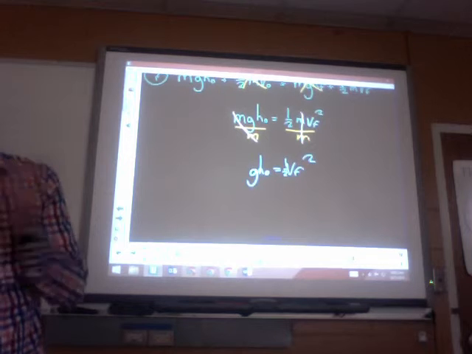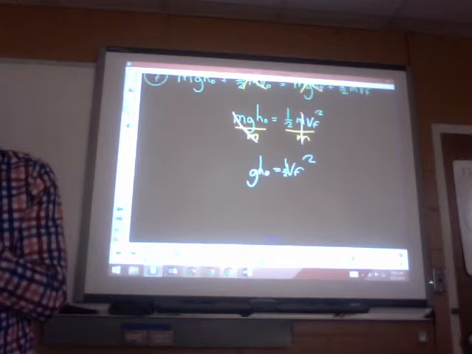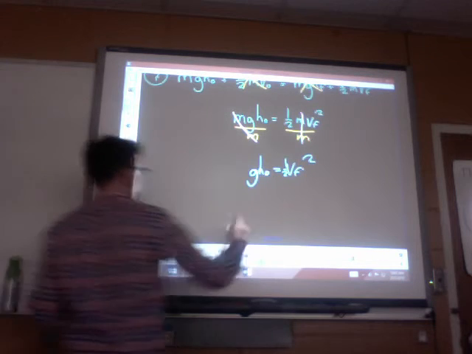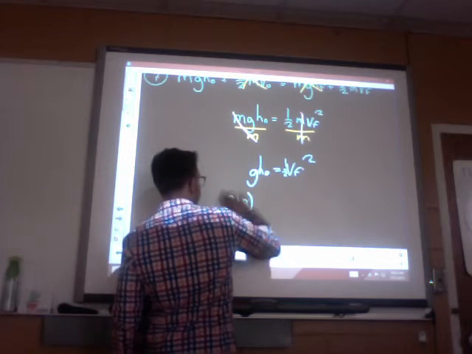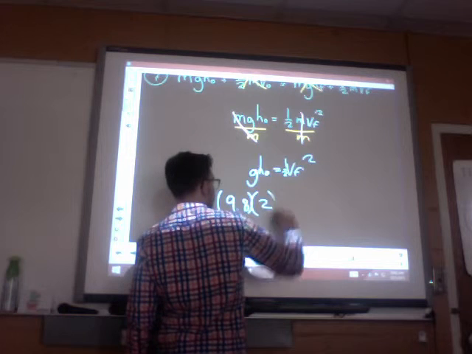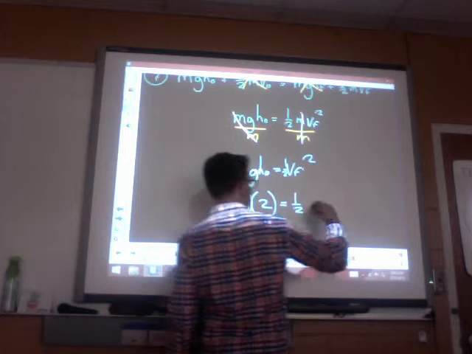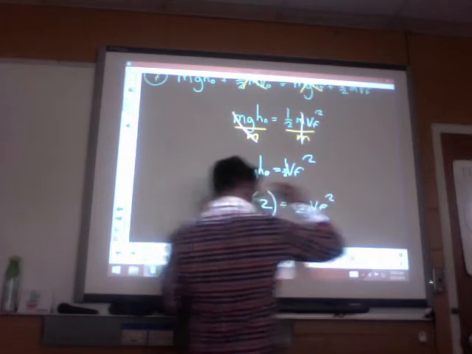Let's see, we didn't even figure out what we're trying to calculate yet. Velocity final. g is 9.8. Initial height was 2 because it's dropped from a height of 2. That equals 1/2 v final squared.